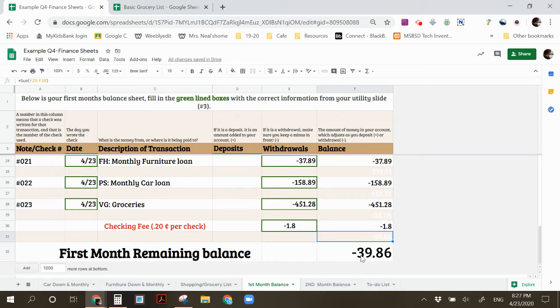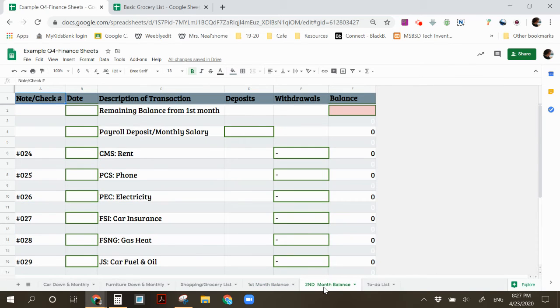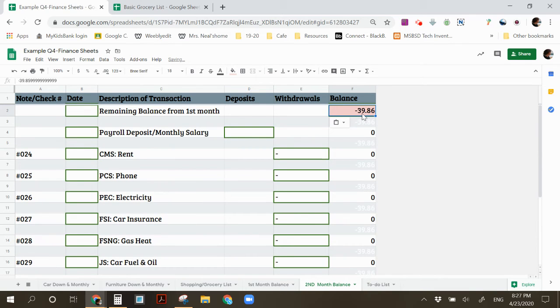So I ended up with negative $39.86. A bank would not allow that, but we are just seeing this as a scenario. Go ahead and go on to the second month tab and notice right up here where it says what was your remaining balance from the first month. This is where you're going to include what you just had. So I was in negative $39.86.